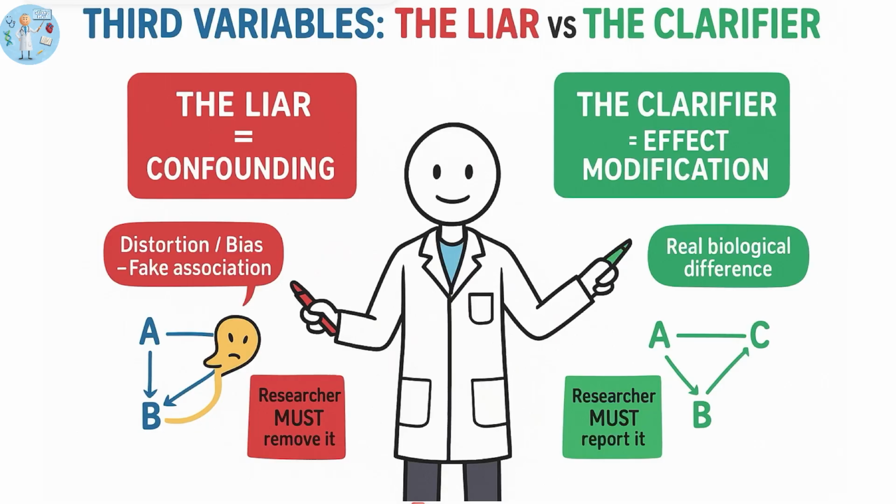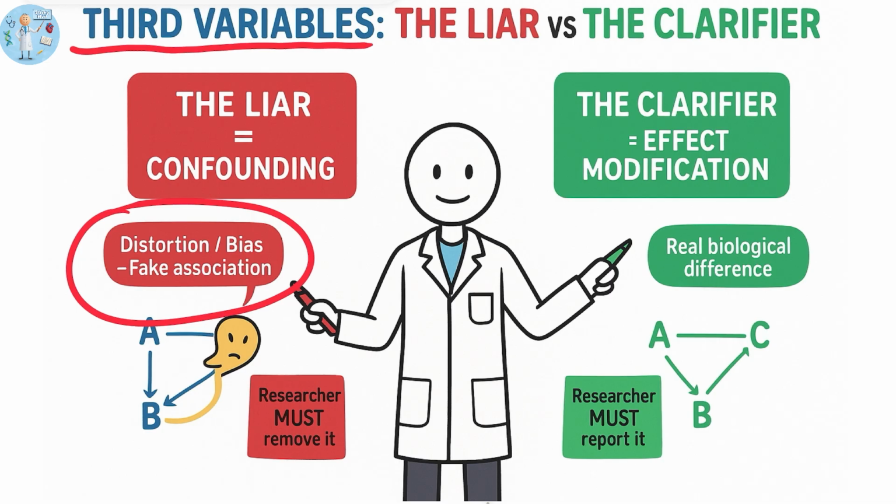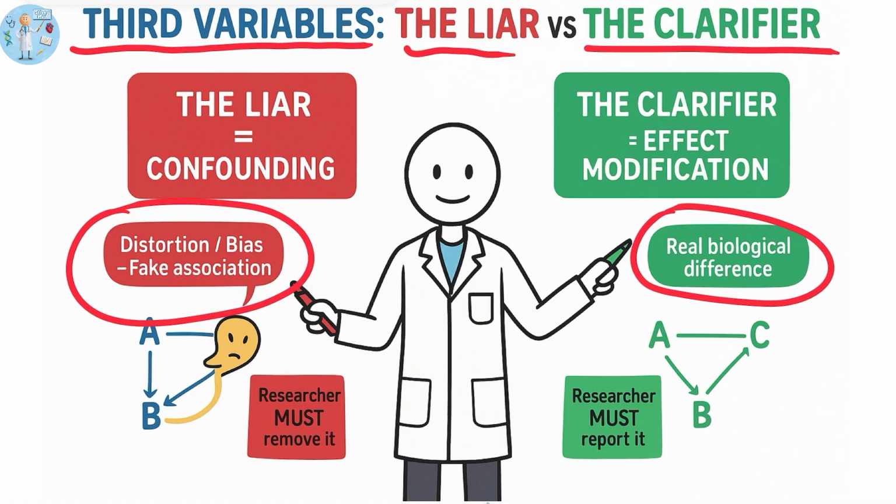Because we're going to talk about two concepts today, confounding and effect modification, and they both involve that third variable, but they are polar opposites. Totally opposite. It's so important to get this right. One of them is a distortion. I mean, it's a bias we have to get rid of to see the truth. Yeah. We're calling that one the liar. Okay, the lie. And the other is a genuine biological reality. It's something vital that we need to understand and report. That one's the clarifier.